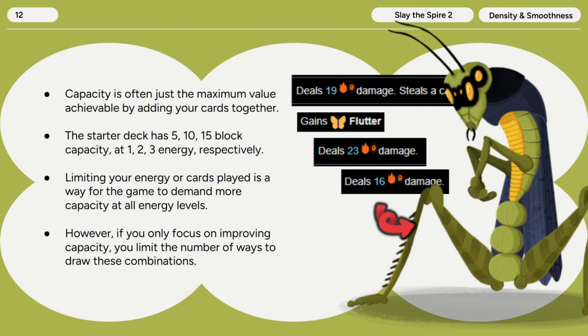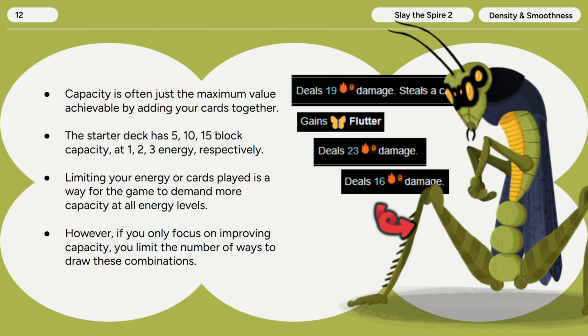And some notes on these statistics. Capacity is very often just the maximum value achievable by adding your cards together. So, Shrug It Off plus True Grit plus some other card. If you just take your 3 biggest block cards and put them together, that's often your capacity. You might add some zeros, you might have some finer points around other triggered effects, but usually it's just your biggest 3 cards. So the starter deck itself has 5, 10, or 15 block capacity at those 1, 2, or 3 energy stages respectively. That's the lowest it can go, without like Pandorazing into all attacks or something like that.